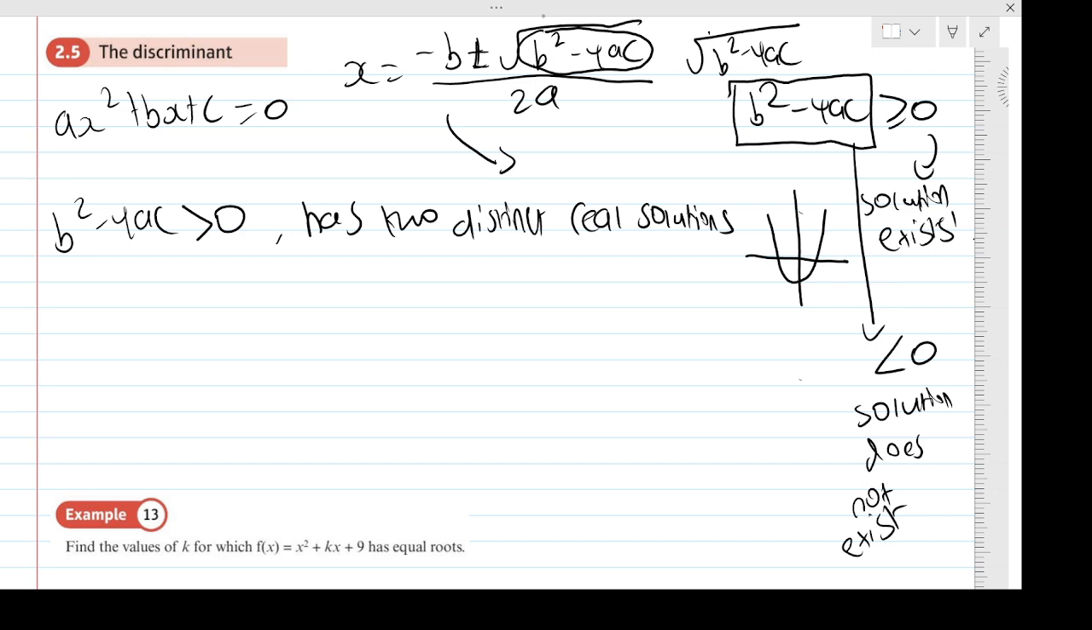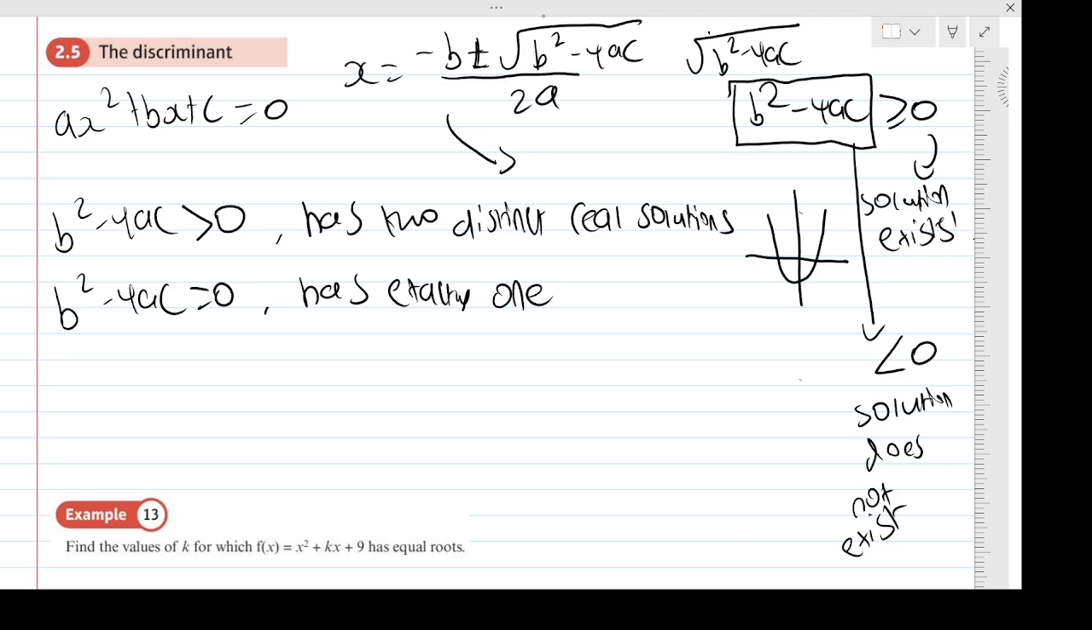Okay. Then if b squared minus 4ac equals 0, it has exactly one solution. And again, that's because then the square root would be equal to 0. So we have minus b plus or minus 0 over 2a. But the 0 would be nothing, so we're just left with minus b over 2a. That leaves us with literally only one solution, so exactly one real solution. And so it's going to cross the x-axis once, effectively just touching the axis, like that, okay?